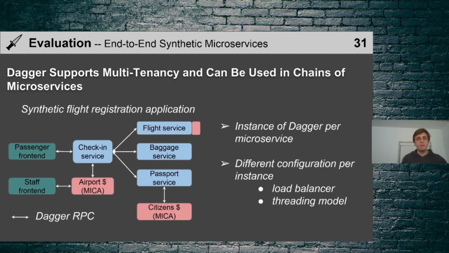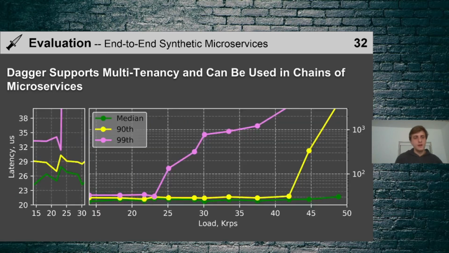Finally, we show that Dagger supports multi-tenancy and it can be used to implement chains of microservices. For this, we implement a synthetic flight registration application that consists of 8 tiers and connect all these tiers to each other over the Dagger RPC. We instantiated a separate version of Dagger per microservice, and we also configure the load balancer threading models of those Dagger NICs differently depending on the requirements of different services. This figure shows the characterization of our system.